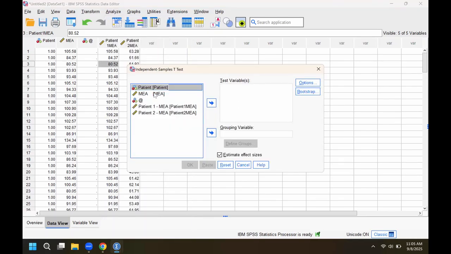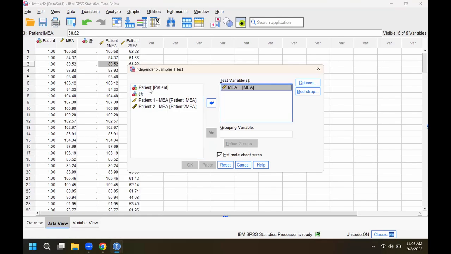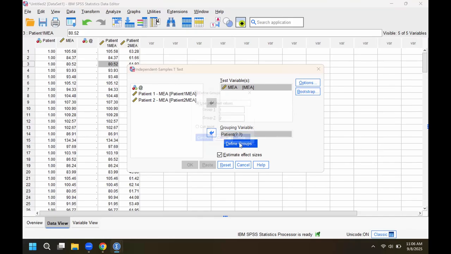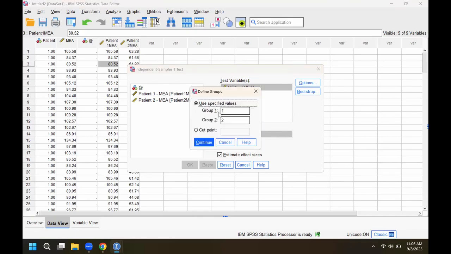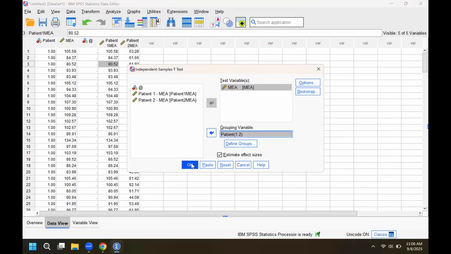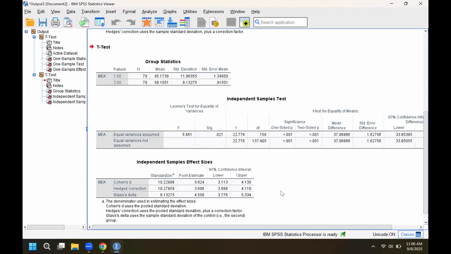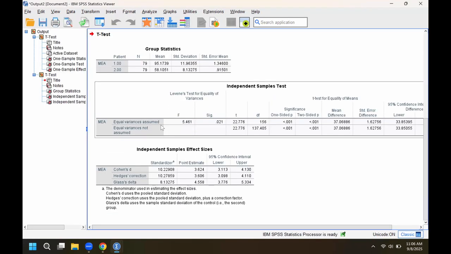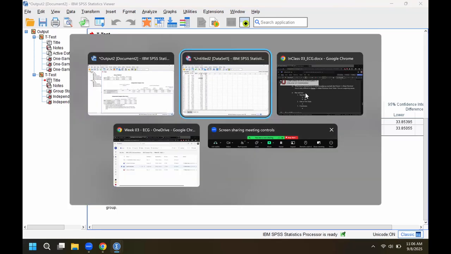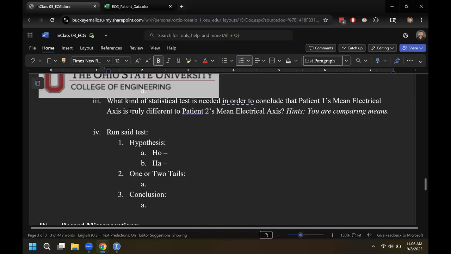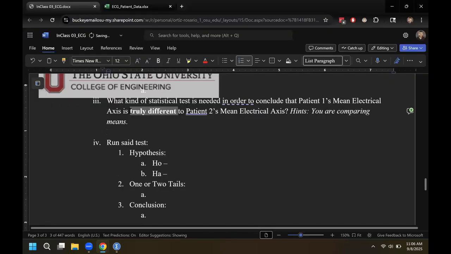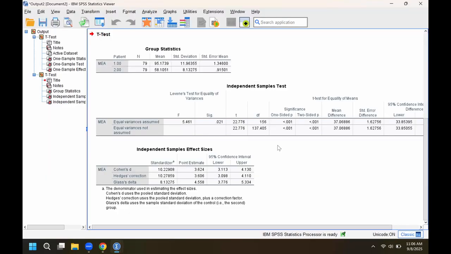And in here, we're testing this mean electrical axis. And the patient is going to be a grouping variable. And then I need to define the variables. So it's going to be group one, group two, continue. Okay. And then we have here, presuming equal variance, that in this case, we're only caring about the difference. If I am not mistaken, it's truly different, which means that sidedness doesn't matter. So we take the two-sided p-value.